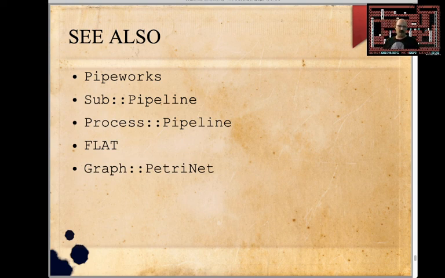And then graph PetriNet, I haven't really had a lot of time to play with this. I said before, a parallel finite automata is equivalent to a binary PetriNet. I would like to see if there's an opportunity for me to integrate or use graph PetriNet somehow in Flat, but we shall see.